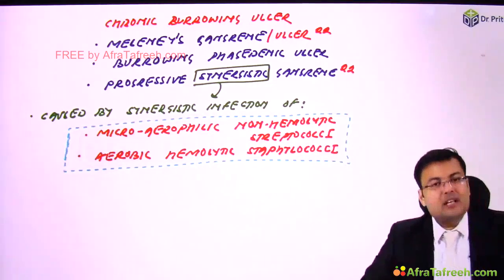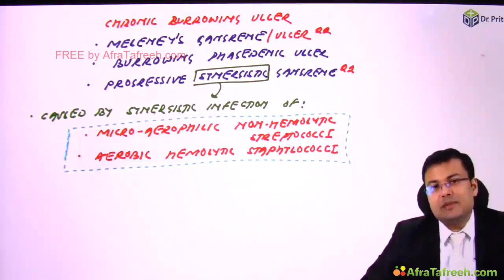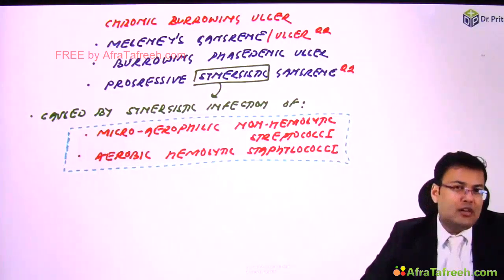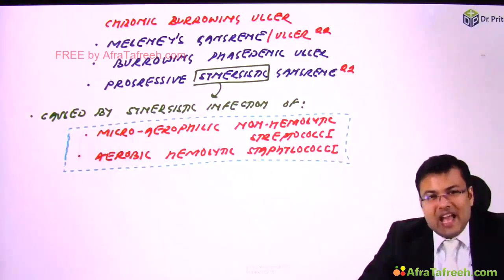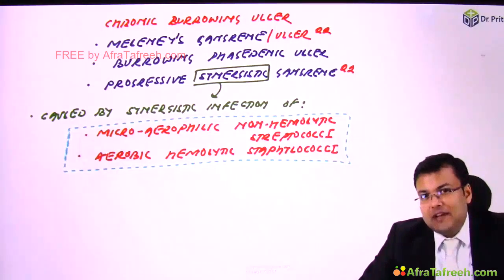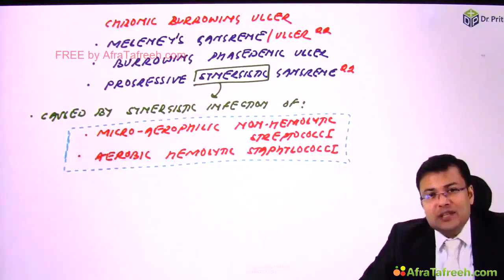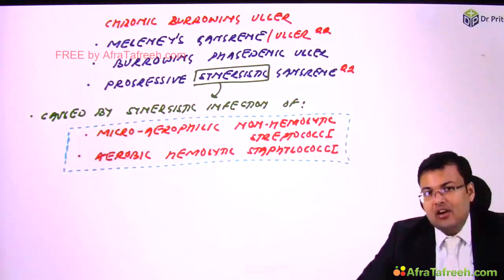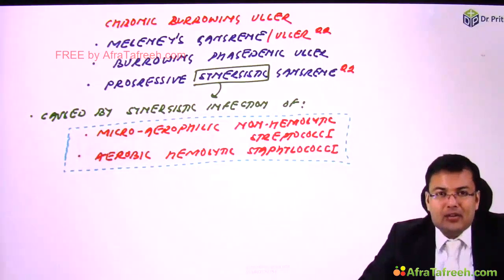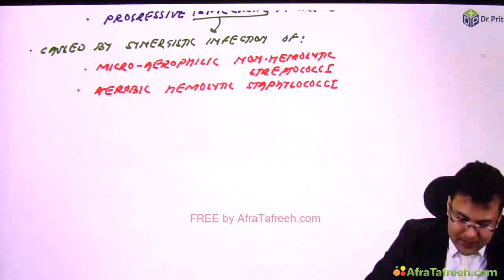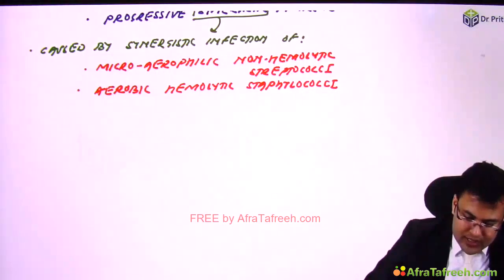So question is asked, what are the organisms responsible for Meleney gangrene? It is the synergistic infection of microaerophilic non-hemolytic streptococci and aerobic hemolytic staphylococci. Sometimes aerobic hemolytic staphylococci is not mentioned, and they mention a single organism. What you have to mark? Microaerophilic non-hemolytic streptococci. Now, what are the associations here?